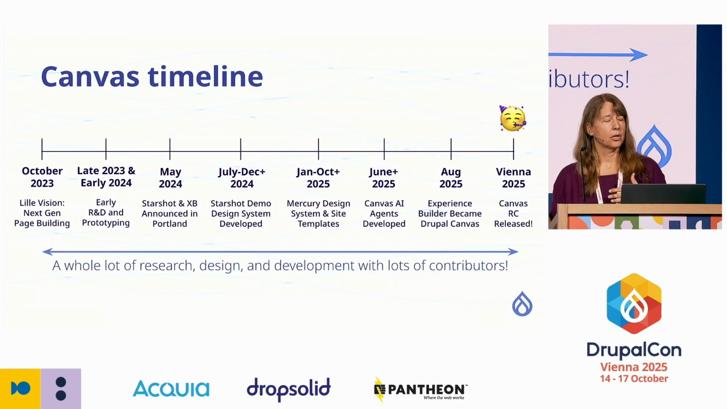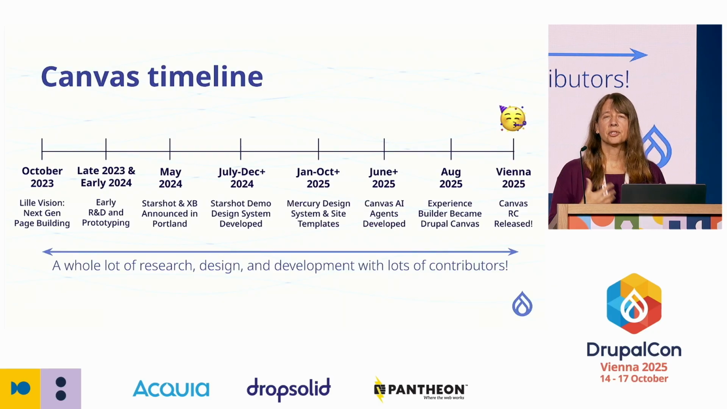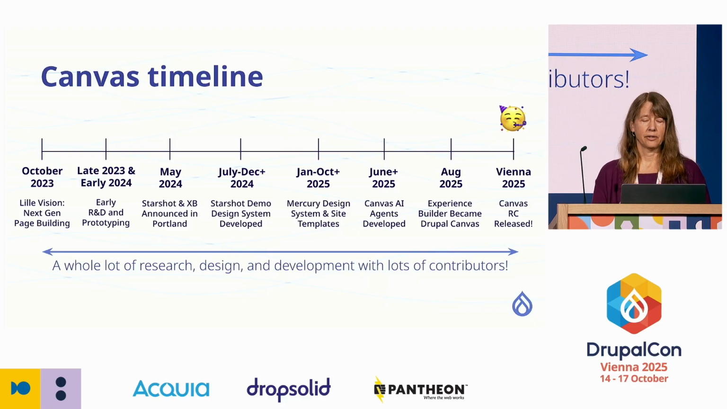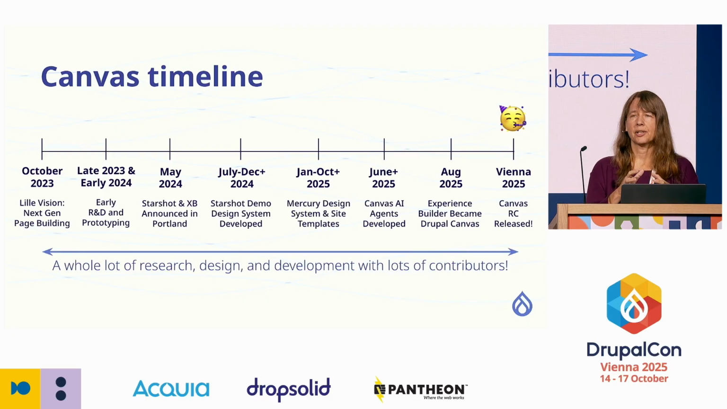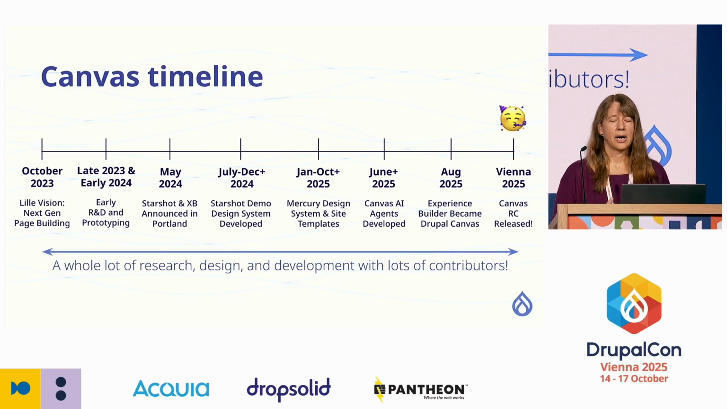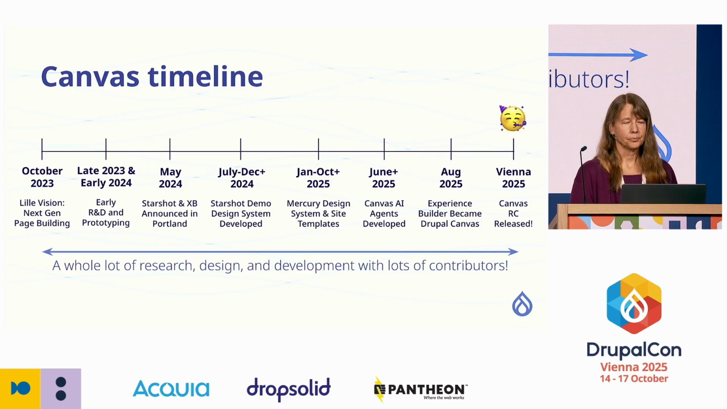So, putting it all together, over the last couple of years there has been an enormous amount of research, design, and development across many, many companies and many different facets. When you think of Canvas, it's more than just what you're seeing in the UI. There's design systems, there's AI, there's plumbing, there's a lot going on behind the scenes. And as we know, the RC was released recently.